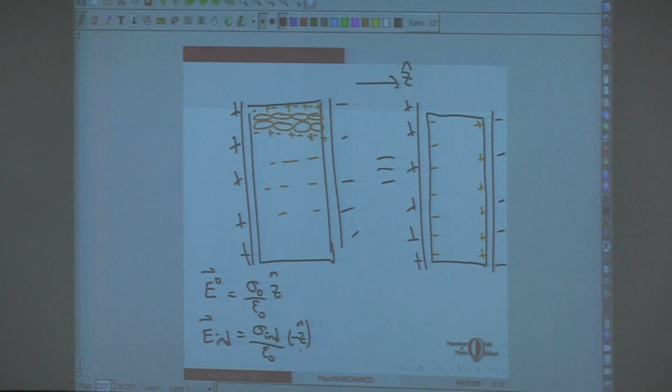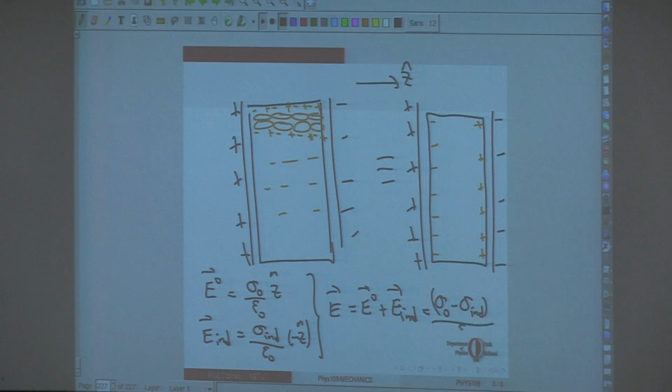Now the total electric field, which is E0 plus this E induced, is sigma 0 minus sigma induced divided by epsilon 0 in the z direction.